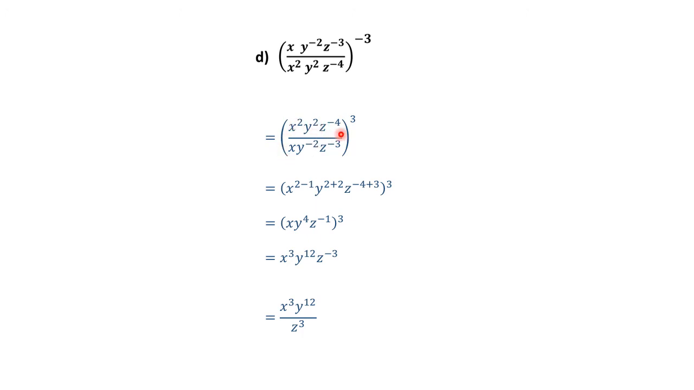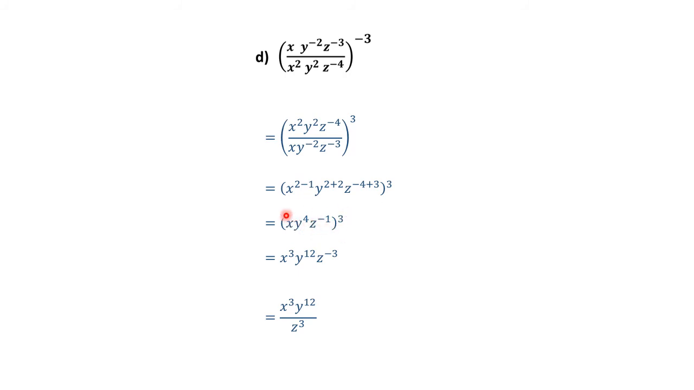Now first I will simplify whatever is inside the bracket. X and x common base, 2 minus 1 is 1. 2 minus minus 2 means 2 plus 2, 4. Minus 4, this minus 3 will go up. Plus 3, minus 4 plus 3, minus 1.